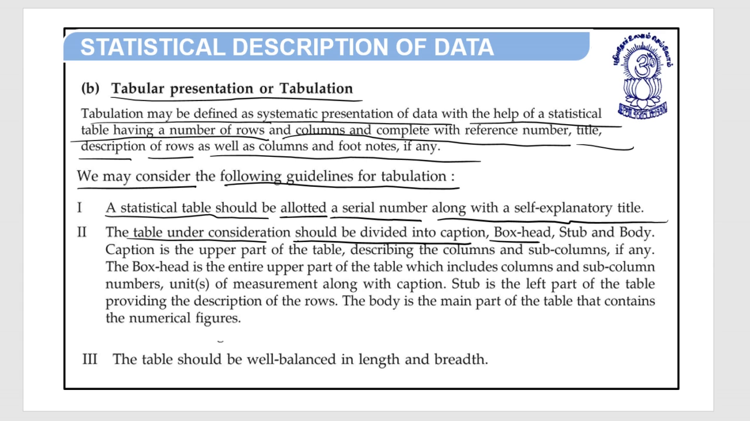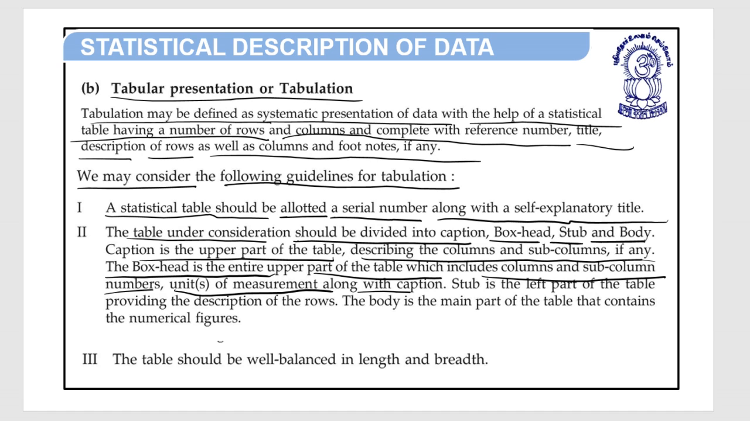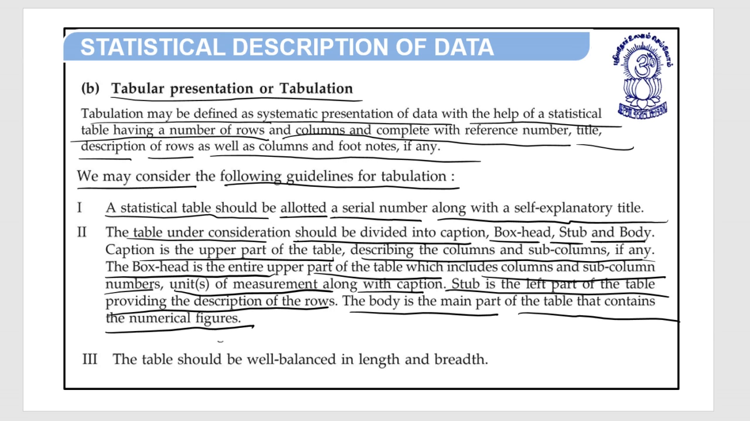Second, the table under consideration should be divided into caption, box head, stub and body. Caption is the upper part of the table, describing the columns and subcolumns, if any. The box head is the entire upper part of the table, which includes columns and subcolumns numbers, units of measurement along with captions. Stub is the left part of the table, providing the description of the rows. The body is the main part of the table that contains the numerical figures.